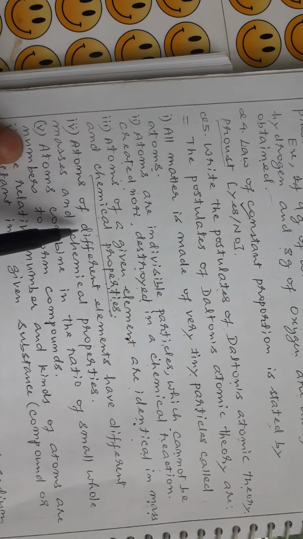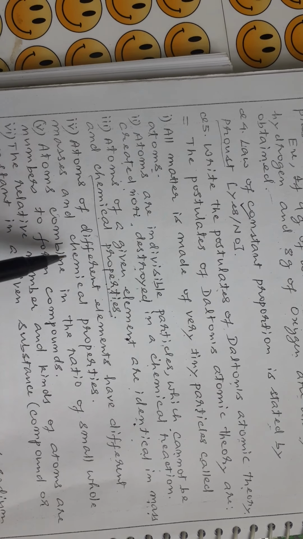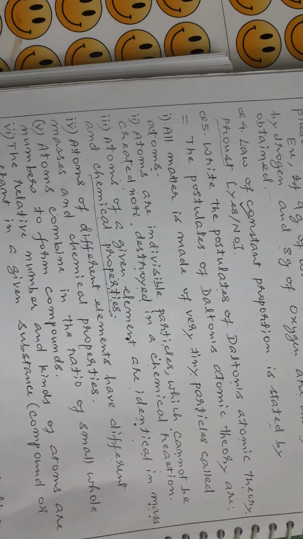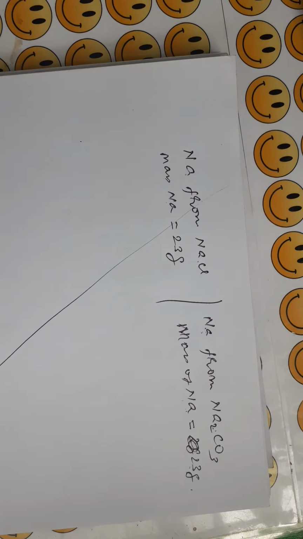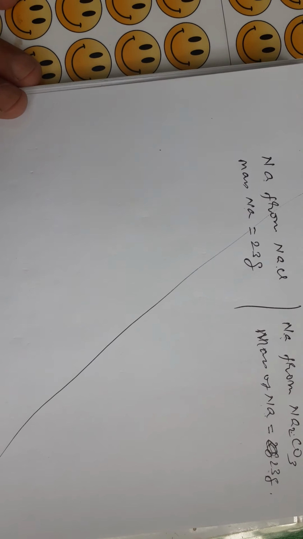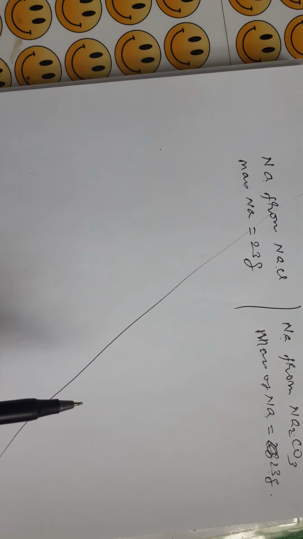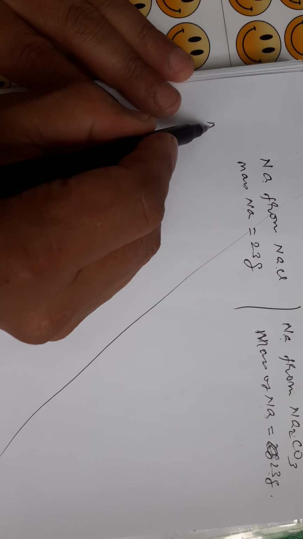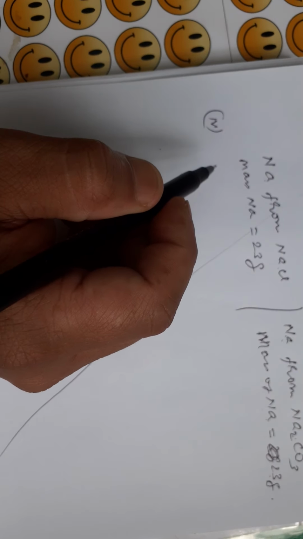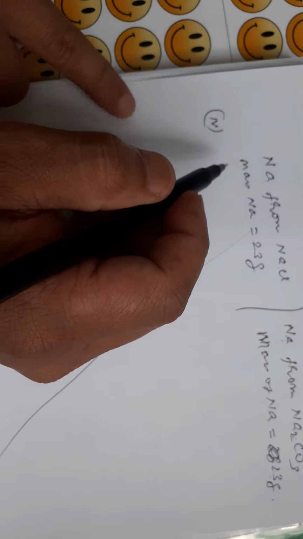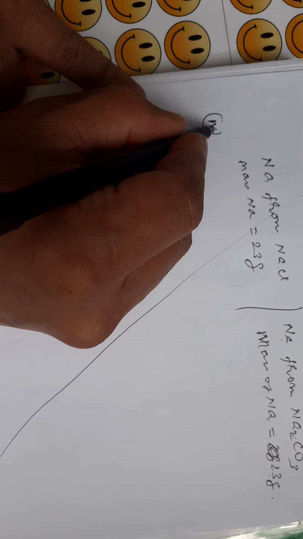And point number 4: atoms of different elements have different masses and different chemical properties. Okay, so let us prove that one. Same element has the same mass and same chemical properties. Different, so this will be true. Different elements will have different mass and different chemical properties. So 4 is the opposite of point number 3. So let us take point 4. So here, let us see this one.